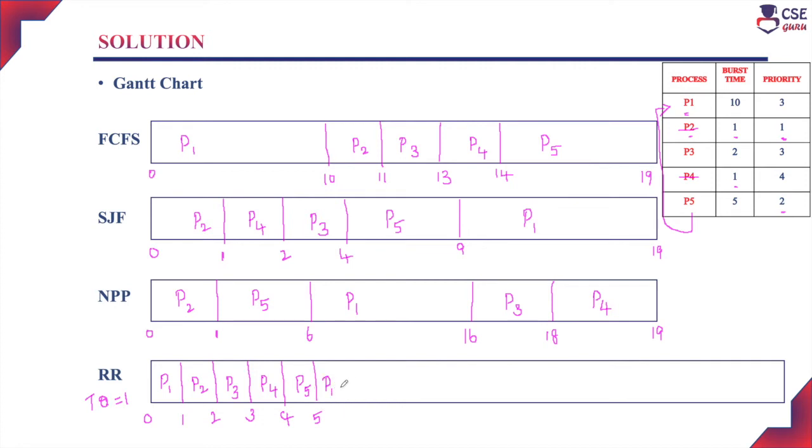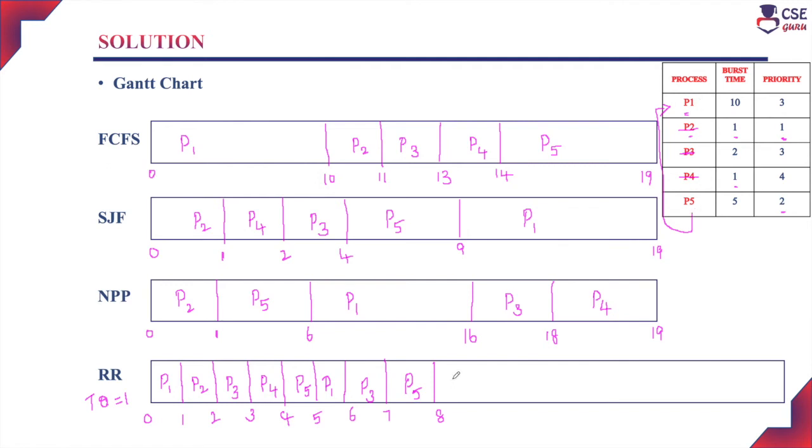Process P1 will execute for 1 millisecond, process P3 for 1 millisecond, and process P5 for 1 millisecond. Now all the processes have again completed 1 millisecond. Process P1 has completed 2 milliseconds of execution time, and its remaining execution time is 8 milliseconds. Now process P3 has completed its execution, so process P3 also leaves the job queue. And next the queue order is process P1 and P5.